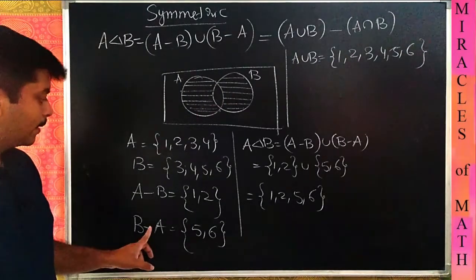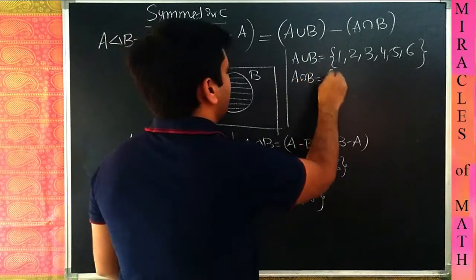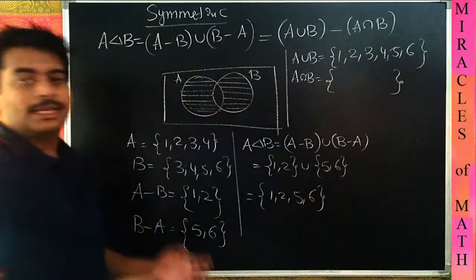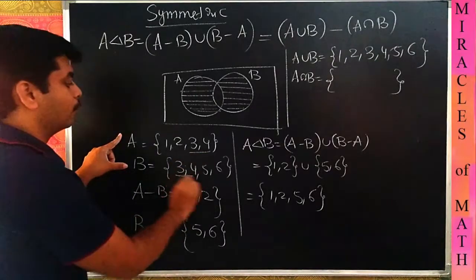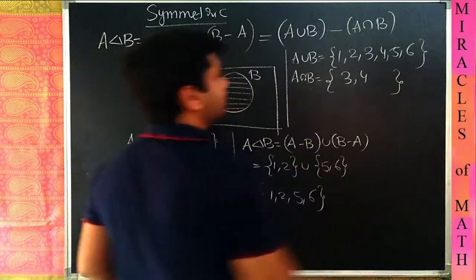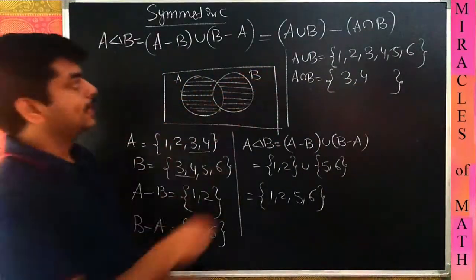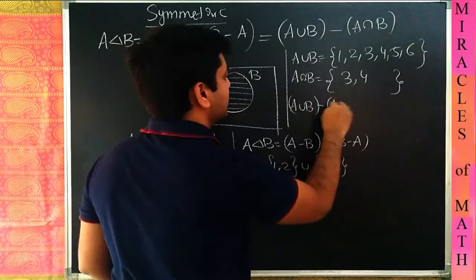What about A intersection B? A intersection B means the common elements between A and B, that is {3, 4}. So the difference of these two is A union B minus A intersection B.